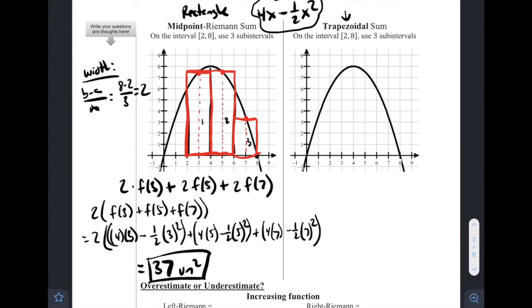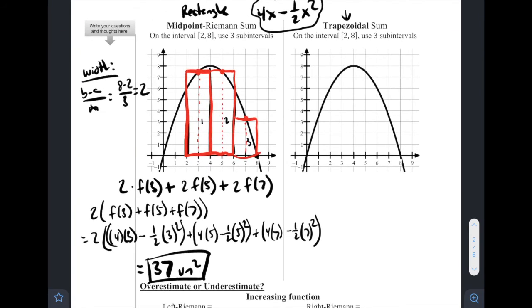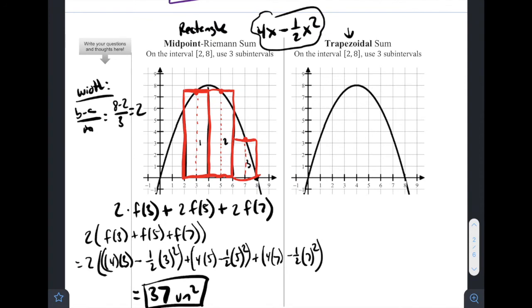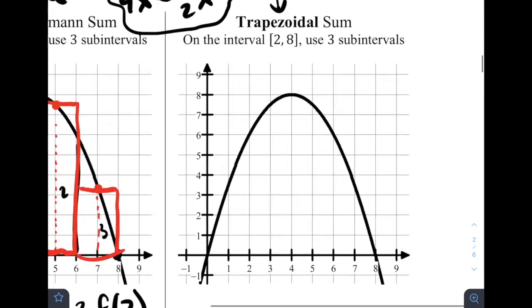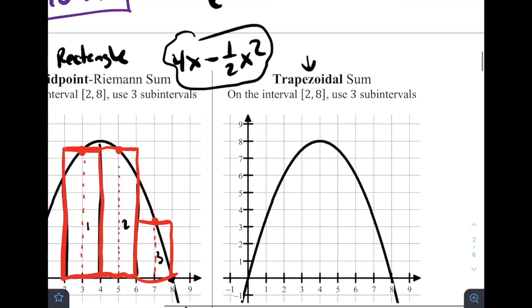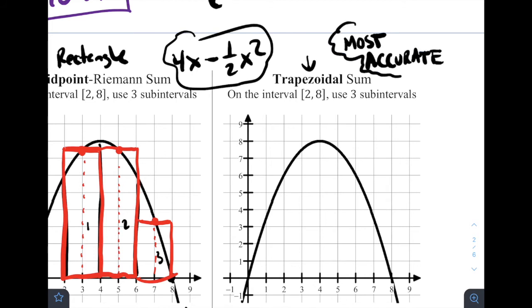All right, trapezoid sum. First off, I'm going to lead with this idea. Let me try to box this out so we've still got some room. I'm going to lead with the idea that the trapezoid sum is by far the most accurate out of all of these. Given the same number of rectangles or trapezoids, you're going to get the best estimate using a trapezoidal sum. And let's talk about why.